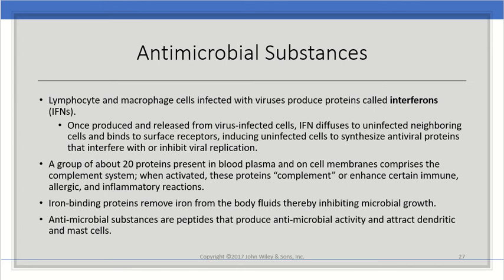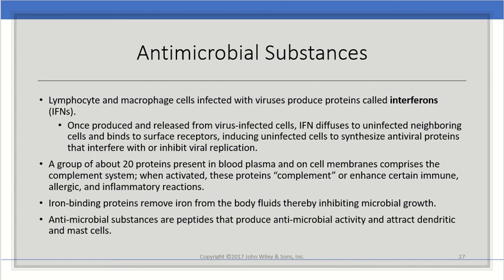So lymphocytes and macrophage cells that are infected with viruses are going to produce proteins called interferons, or IFNs for abbreviation there. So once produced and released from virus-infected cells, our interferons are going to diffuse to uninfected neighboring cells and are going to bind to surface receptors. And this is going to cause those uninfected cells to synthesize antiviral proteins that are going to interfere with or hopefully inhibit that viral replication.